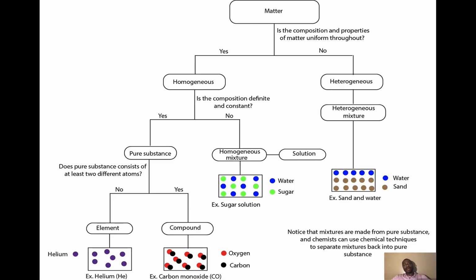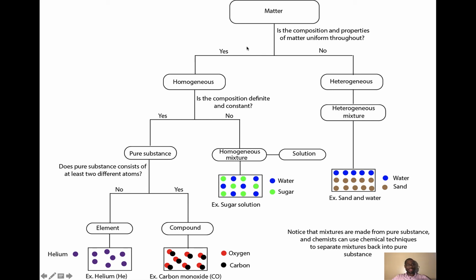Now, this is another way of classifying matter by composition. It's still a flow diagram, but the way it's organized is a little bit different, though they're comparable. So let's go through it. If you have a piece of matter, you ask yourself, is the composition and properties of matter uniform throughout?